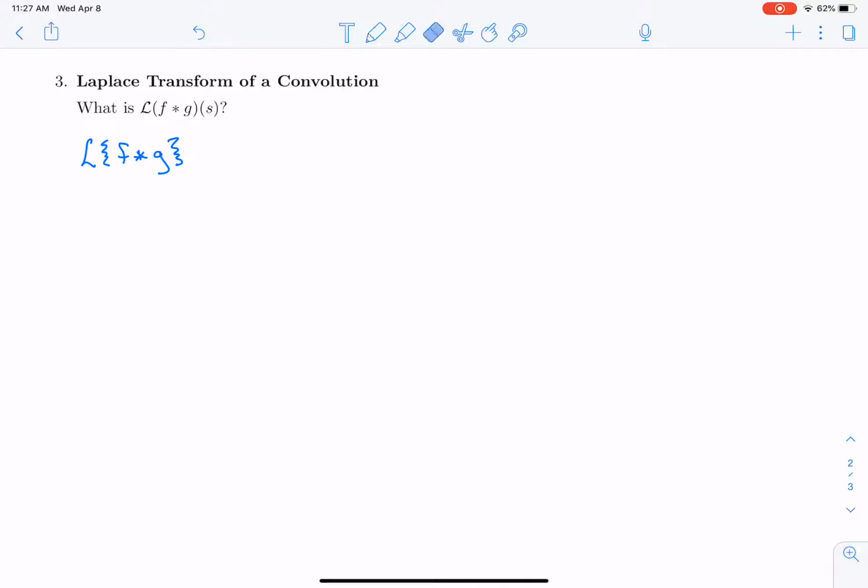Well, first of all, note that that's going to be a function of s. And that will be the Laplace transform of the integral from 0 to t of f of t minus y times g of y dy. So note that f star g is a function of t. So I am going to take the Laplace transform of a function of t.